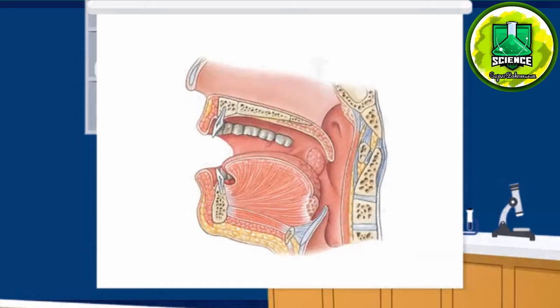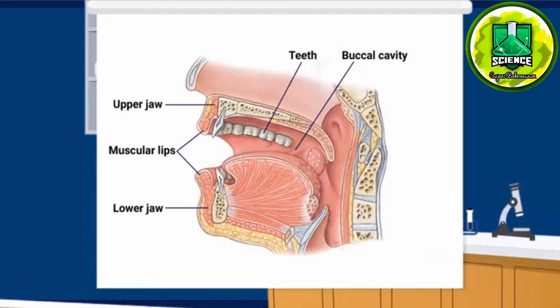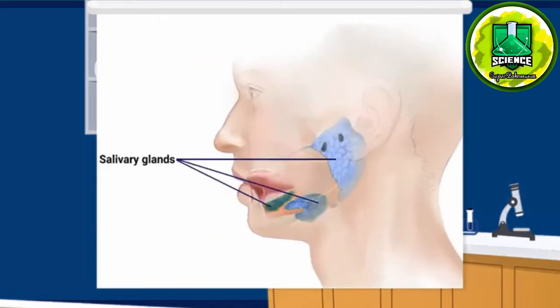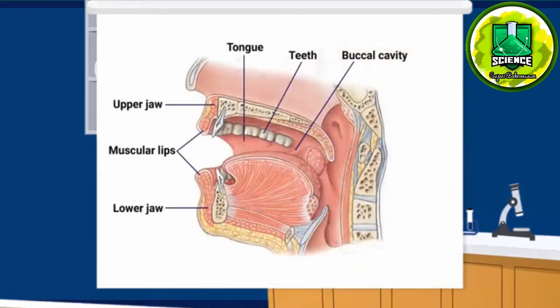The mouth opens the buccal cavity to the environment. It is surrounded by muscular lips at the bottom and top. The buccal cavity is made up of upper and lower jaws. Only the lower jaw can be moved. Teeth are present in both jaws.